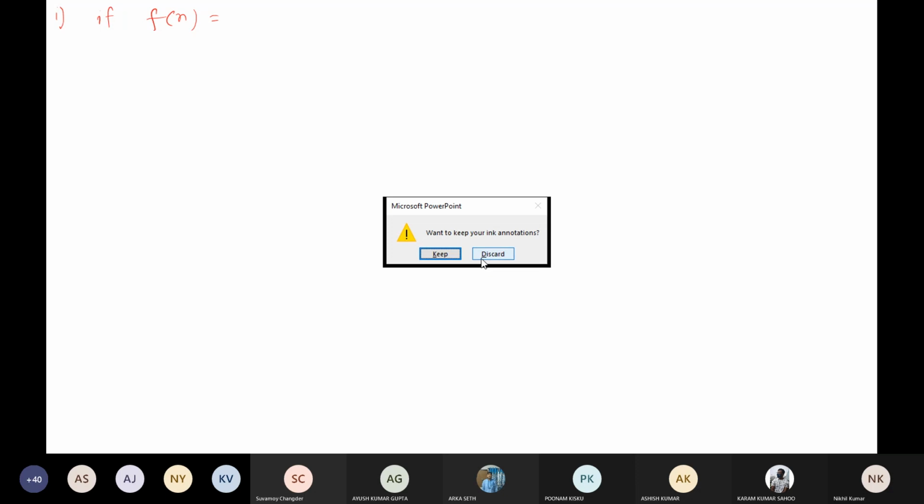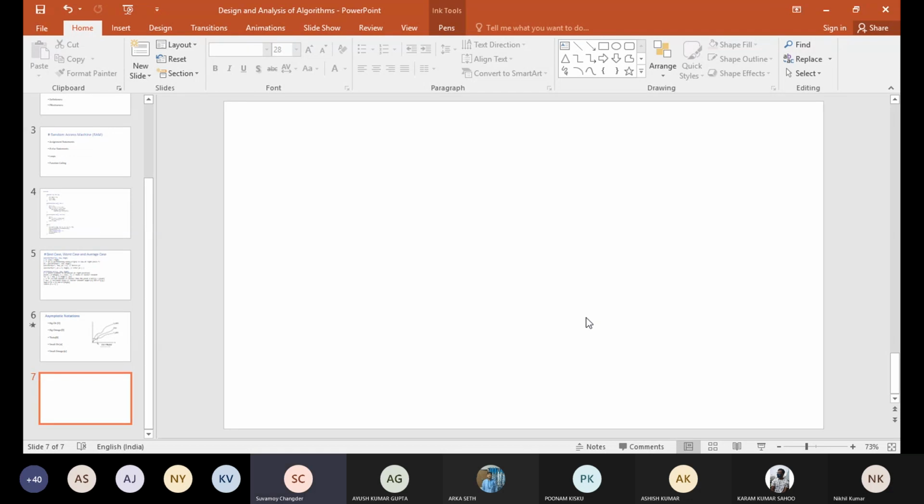So the first case: given that if f(n) equals big O of n to the power log a base b minus epsilon, then we have to find the bounds for g(n).